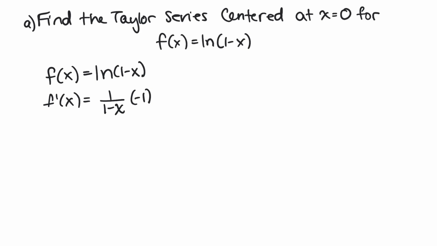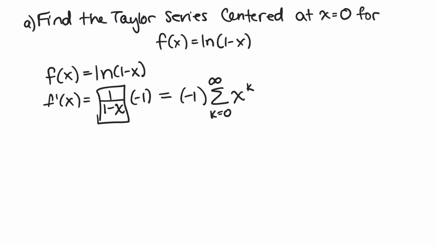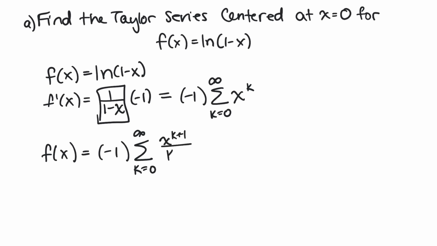And we know the Taylor series for 1 over 1 minus x. So we know this whole thing is equal to negative 1 times the sum k goes from 0 to infinity of x to the k. So now how do we get back to our original function? We want to integrate. So we know we can integrate power series term by term. So that means that f of x is going to be negative 1 times the sum k goes from 0 to infinity of, now we just integrate the x to the k, so it's x to the k plus 1 divided by k plus 1.